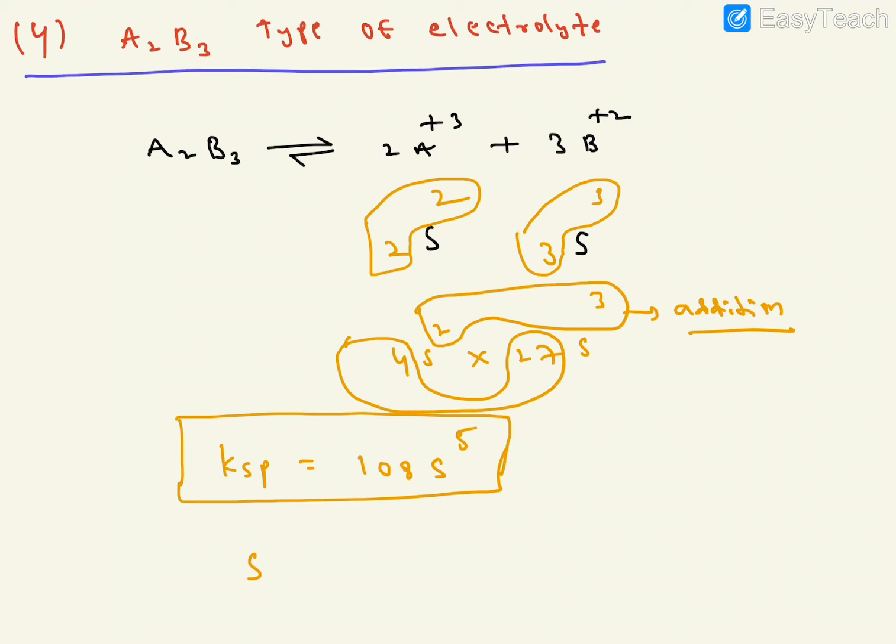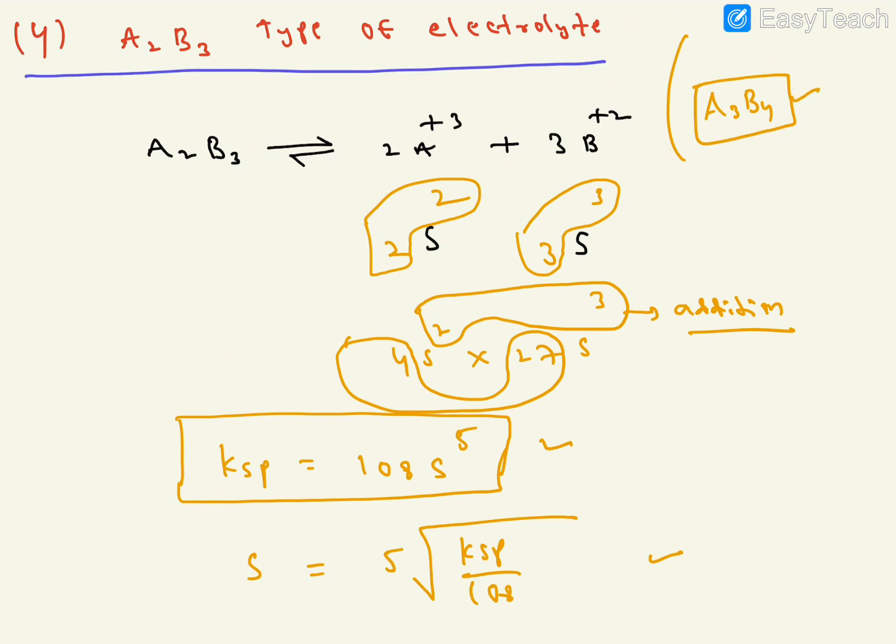This is the solubility product, but what is the solubility here? The solubility is equal to the 5th root of KSP by 108, right? So this is the solubility, this is the solubility product. I hope it is clear. We apply the same concept to every salt, right? So for example, you can apply it here to an A3B4 type of electrolyte.